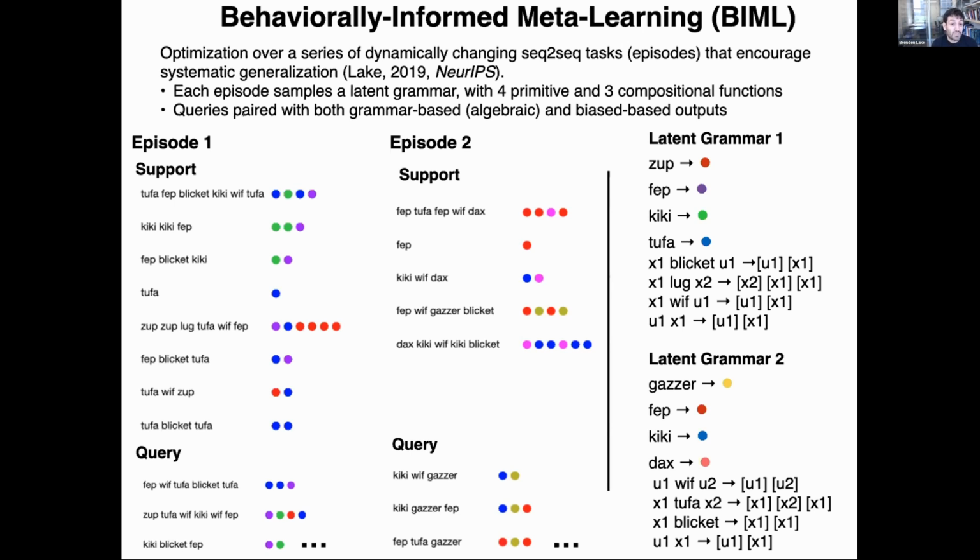The queries, it turns out we pair them with the algebraic response about 80% of the time, and then bias-based outputs the other 20% of the time in order to match roughly the proportion in the human data, where we then, rather than have the algebraic response, put in one of those heuristics instead.